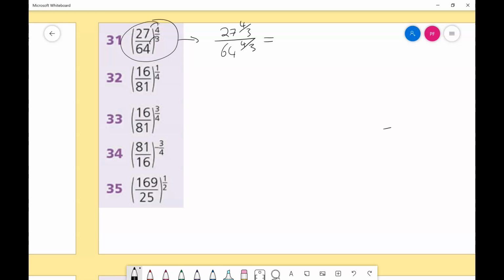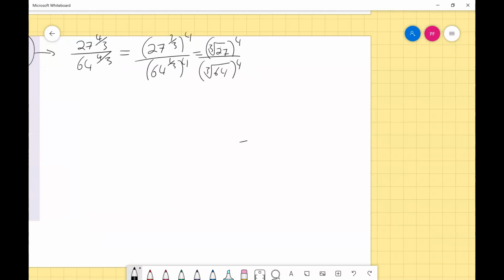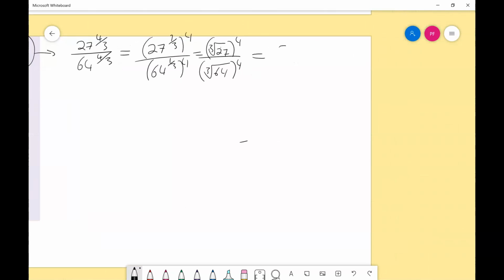I like to take the fraction part first. So it's 27 to the power of a third all to the power of 4 over 64 to the power of a third all to the power of 4. 27 to the power of a third is the cube root of 27, to the power of 4. 64 to the power of a third is the cube root of 64, to the power of 4. What number multiplied by itself 3 times gives me 27? Well, that's 3, to the power of 4. And the cube root of 64 is 4, to the power of 4.